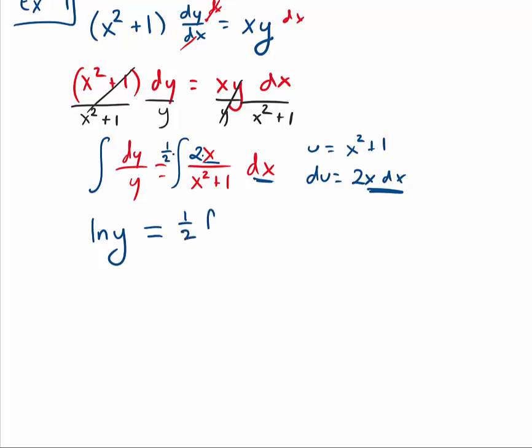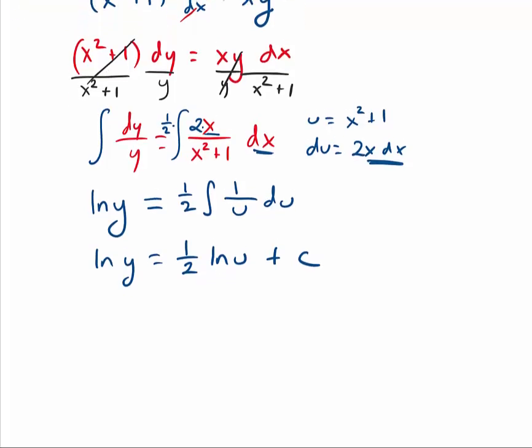So it gives us 1/2 the integral of 1 over u du, which would be the ln of y equals 1/2 the ln of u plus c. So notice we put the plus c on this side. The reason we don't need it on both sides is, if I had plus c here and I subtract by c, a constant minus another constant would just still be c.